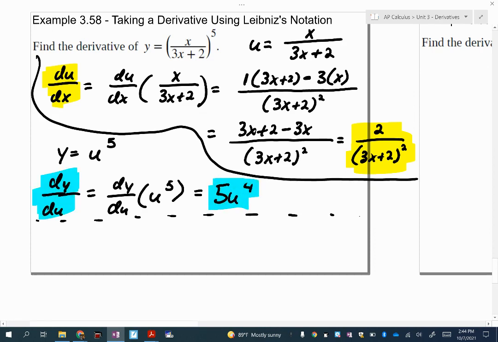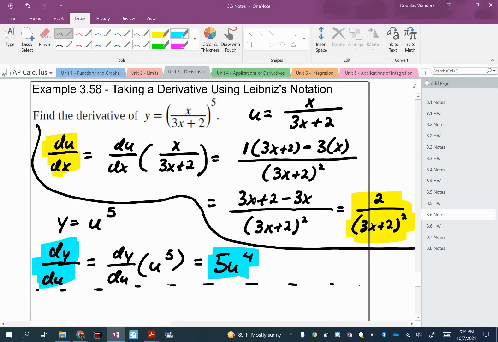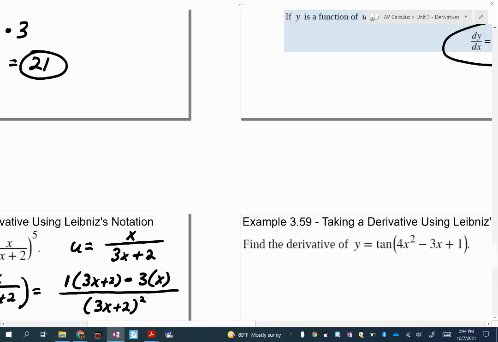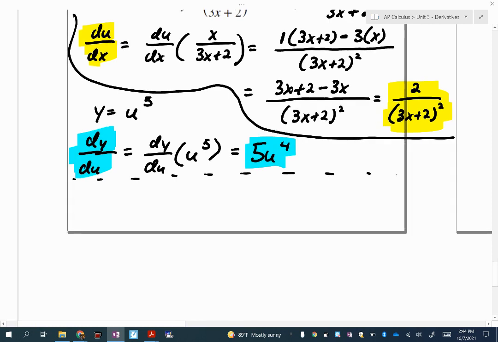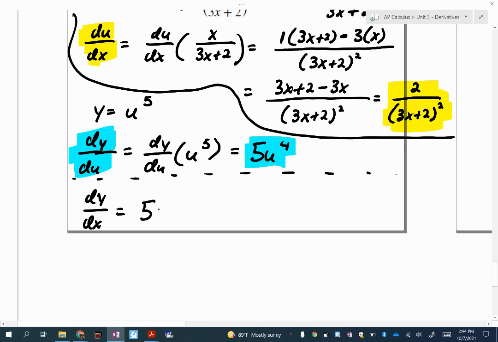To finish the problem, we need to multiply. If I go back to the formula, dy over du times du over dx, I'm going to multiply for the derivative of dy over dx. It's going to be 5u to the fourth power times 2 over 3x plus 2 squared. Now, I know it's always confusing when I say this, but this is the answer, but it's not the answer.